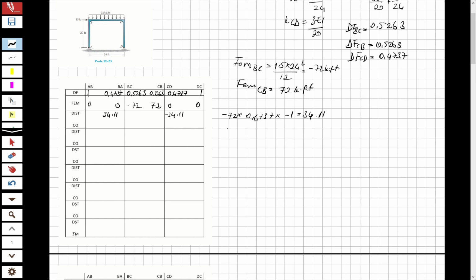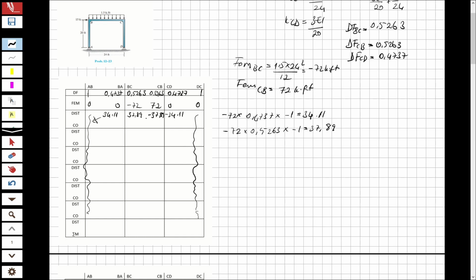For this one, that will be minus 72 times 0.5263, and times minus 1, that will be equal to 37.89. That will be minus 37.89, okay, because it is the same, but it's going to be the negative of that. So I can't make any carryover here because this is going to be closed, because I use the modified formula.